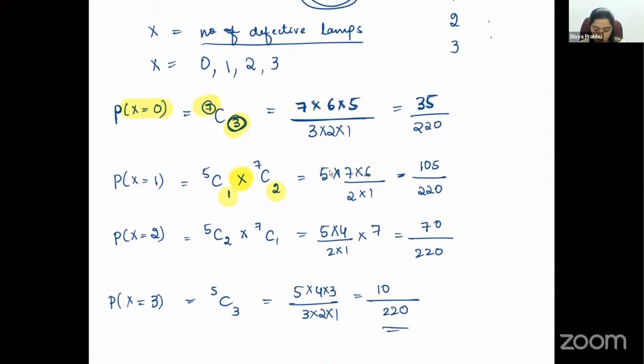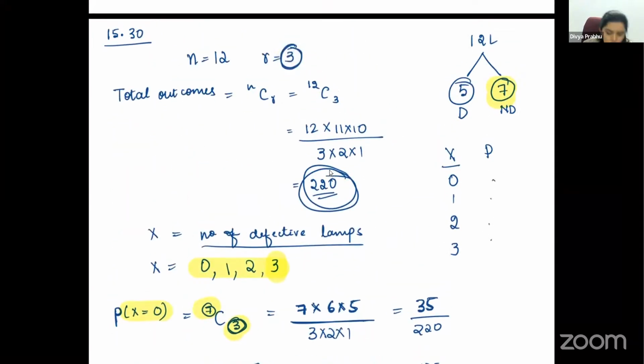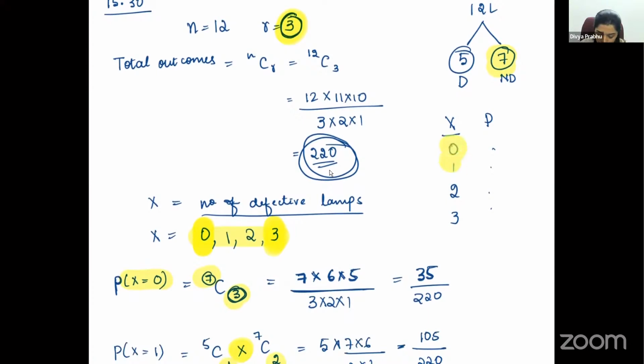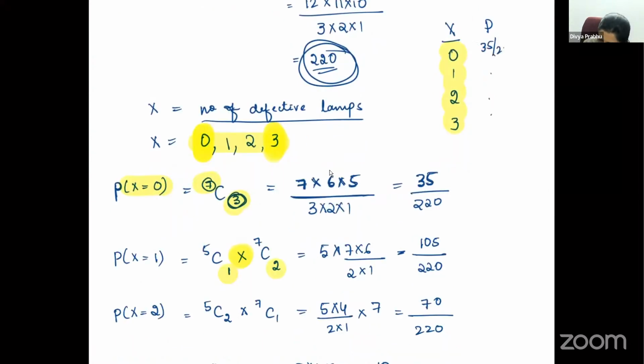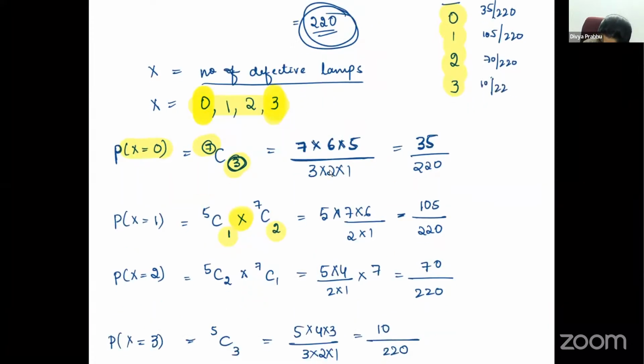So I got the respective probabilities of x also. Understand, I have stopped x only till 3. Reason being, the lamps which I am selecting are only 3. So maximum defective lamps can be 3 itself. I am starting with 0 because there is chance that there are 0 defective lamps. I can't go -1 because -1 defective lamps is not possible. So I start with the 0 and I can go maximum up to how many selections I am making, which is 3 in this case. So 0, 1, 2, 3. I got the x values 0, 1, 2, 3. I got their respective probabilities also, which is 35 by 220, 105 by 220, 70 by 220 and 10 by 220.